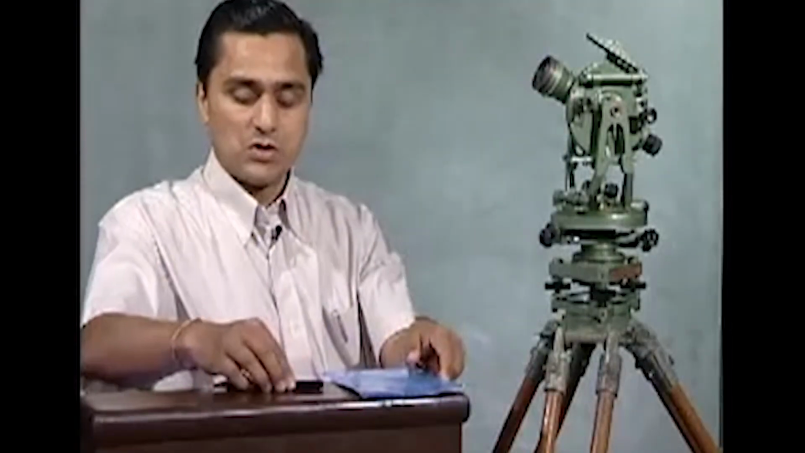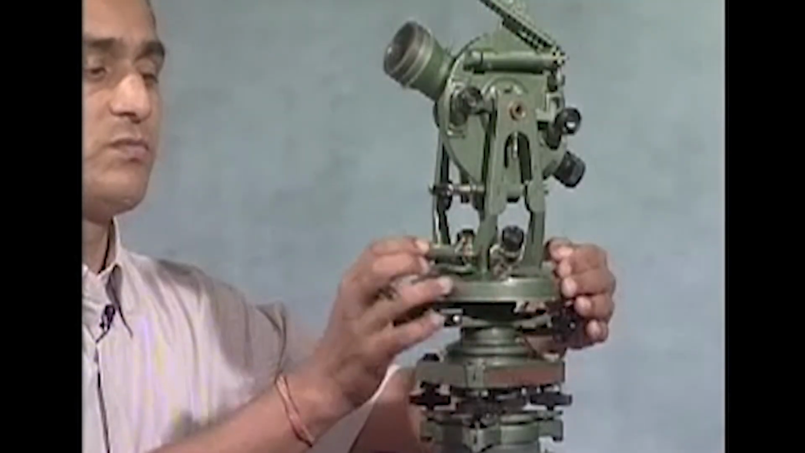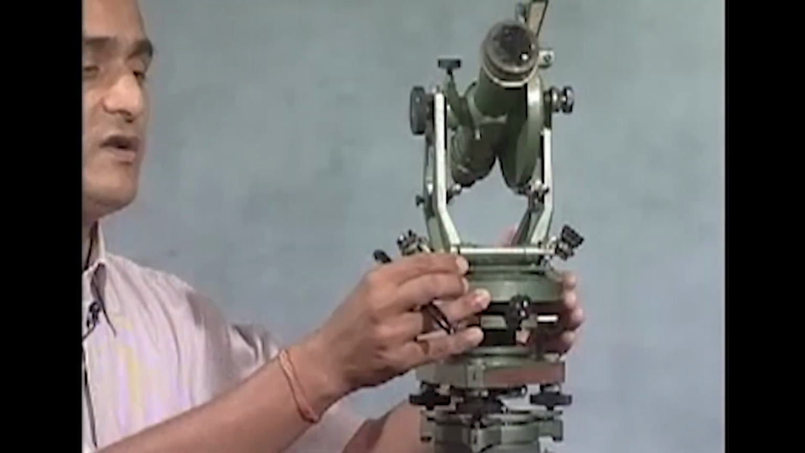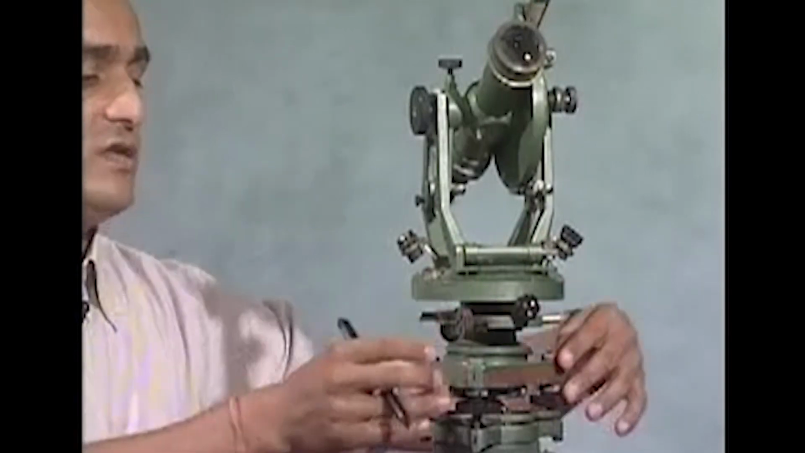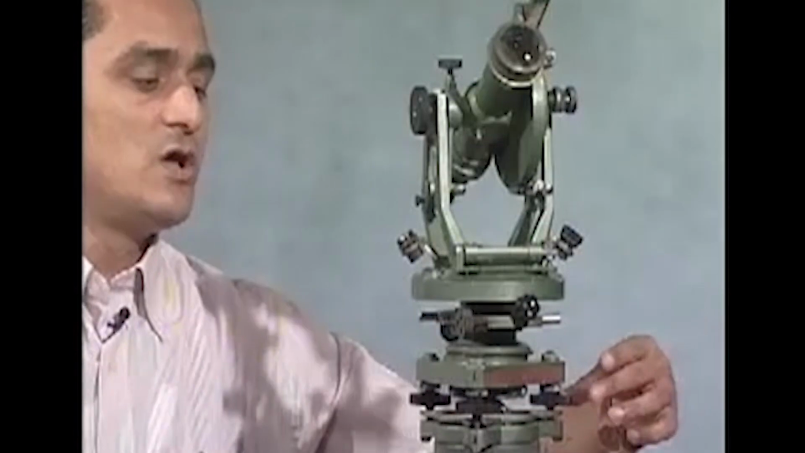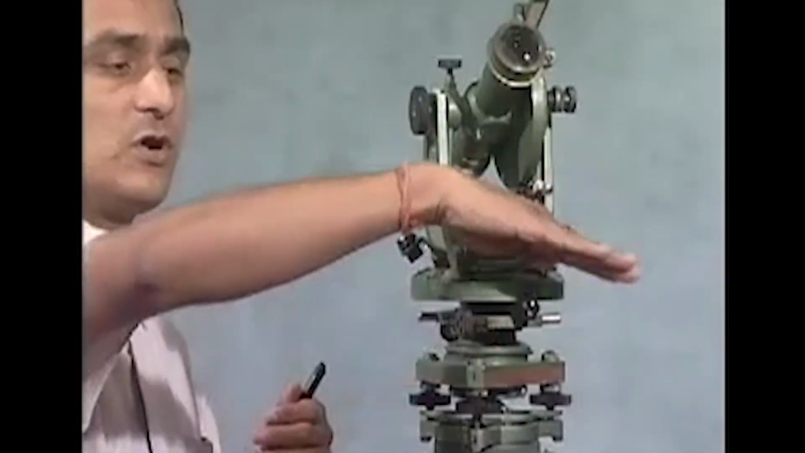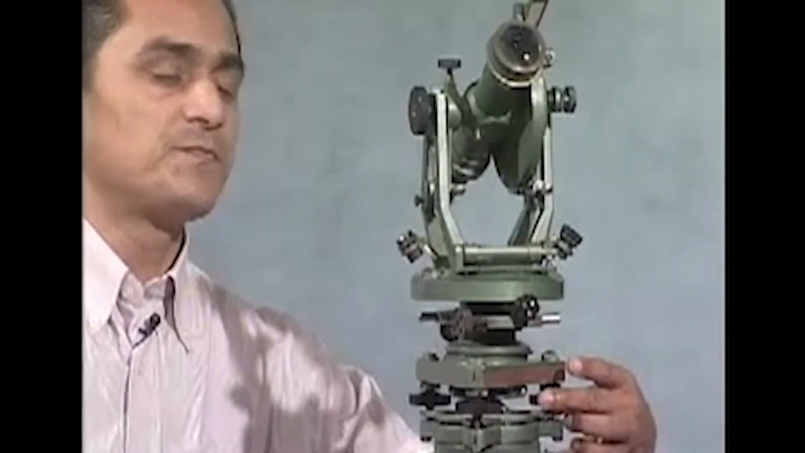In order to do this, I keep my bubble tube in the direction of the third screw. What is the meaning of this? I rotate the bubble tube by 90 degrees, and it is along this third screw. That's the bubble tube, that's the third screw. Now I rotate only the third screw. The bubble tube is going either this way or that way, so that it is in the center. Now once it is in the center, what have we achieved?